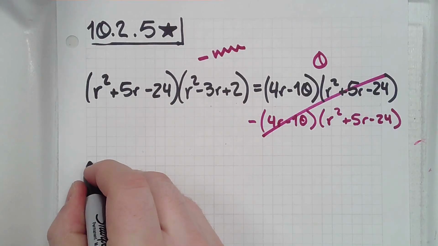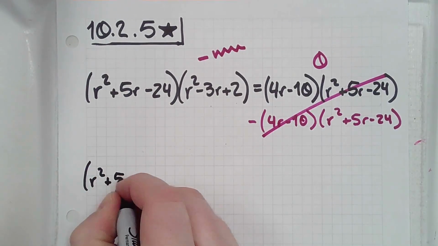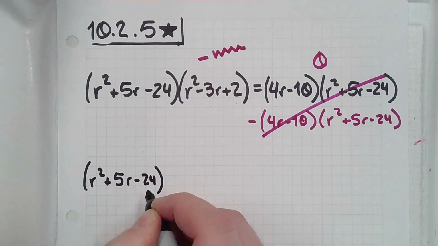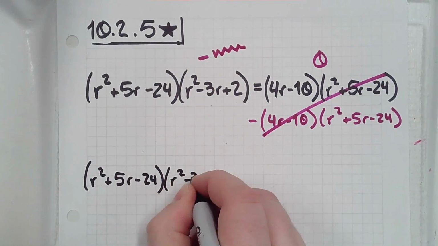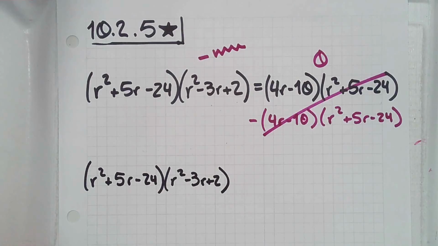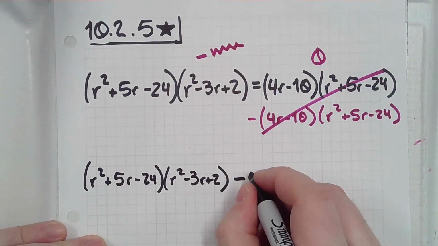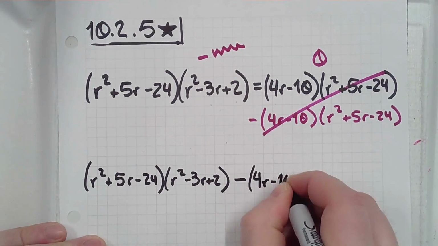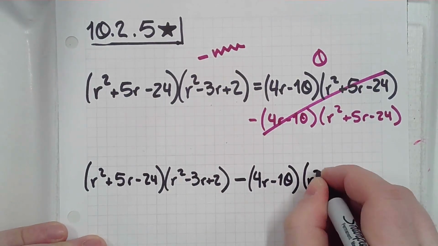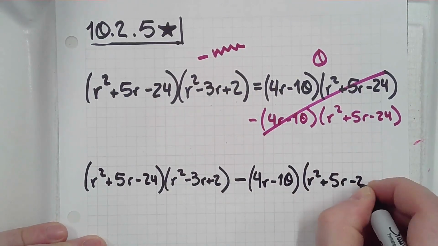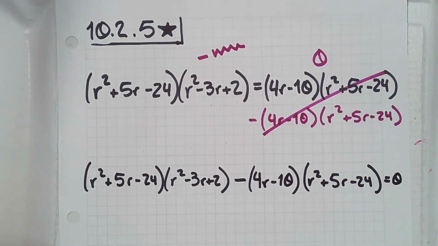So what I end up with is r squared plus 5r minus 24 times r squared minus 3r plus 2. And then we're minusing all that stuff, right? So minus 4r minus 10 times the quantity of r squared plus 5r minus 24, and that'll equal 0. And that's the question we want to answer. When will this equal 0?